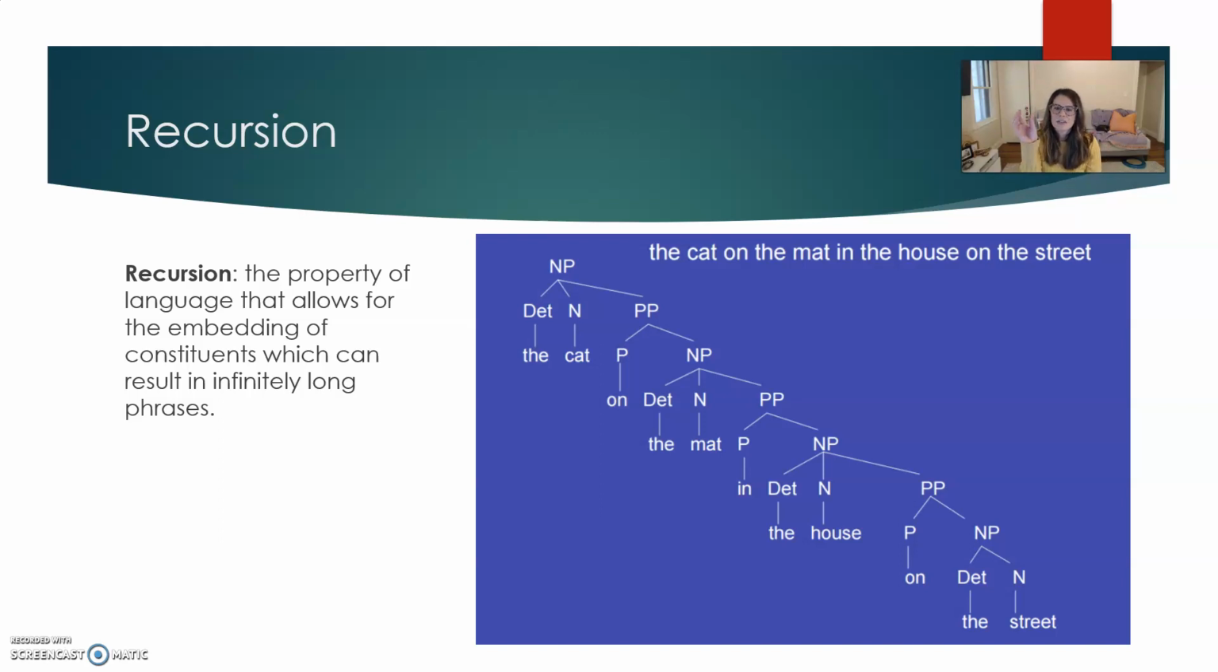And each of these little chunks can even be moved around, right? You could say the cat on the street, on the mat, in the house. And it might change the meaning a little bit, but we can move those things around. That's how you know that it's a constituent, that it's a phrase, that you can shuffle it around into different places. So recursion is this property of language that allows for constituents to be embedded within each other. So phrases can be within phrases, and that can help us to create these really, really long, stretched out sentences, okay?